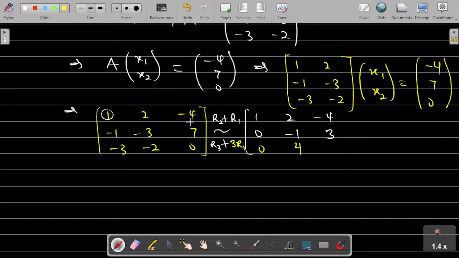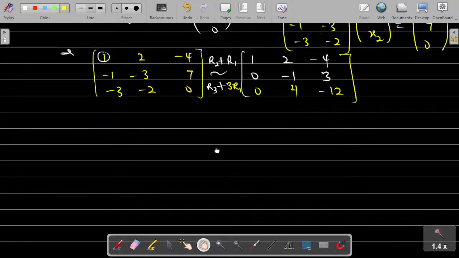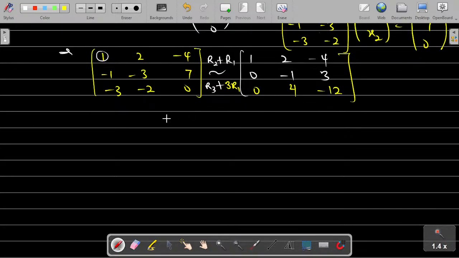3 times this is minus 12, plus this is still minus 12. Okay, all right. From these last two rows, you already have equations to solve. So you just substitute back your x values. Here you are going to have x1 plus 2x2 is equal to minus 4. Second one, minus x2 is equal to 3. And it's enough. If you bring this, it will still give you the same value.